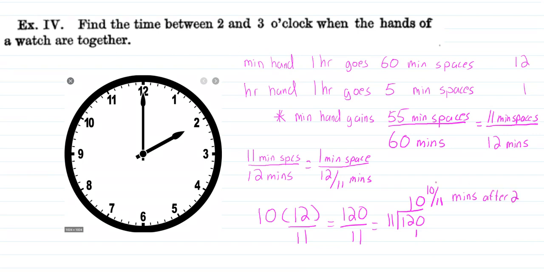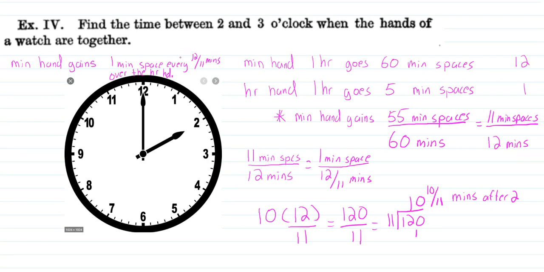So the key observation for these types of problems is that the minute hand gains 1 minute space every 12 over 11 minutes. It gains 1 minute space over the hour hand, okay? So that's very, very useful. It's going to gain a minute space every 12 over 11 minutes. So right now I wanted it to gain 10 minute spaces. So I said 10 times 12 over 11.